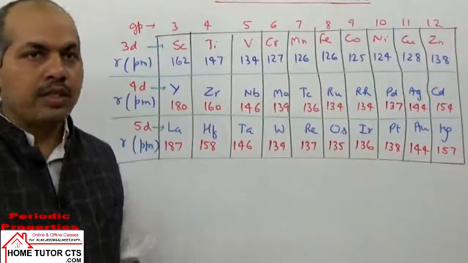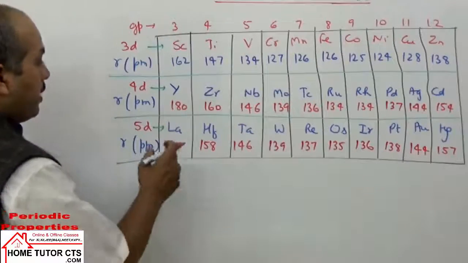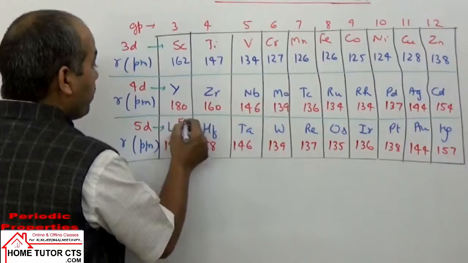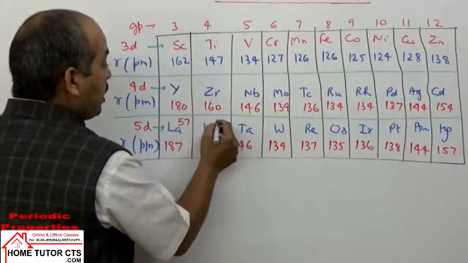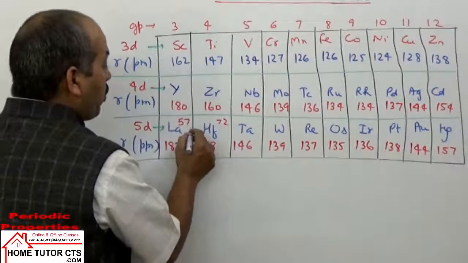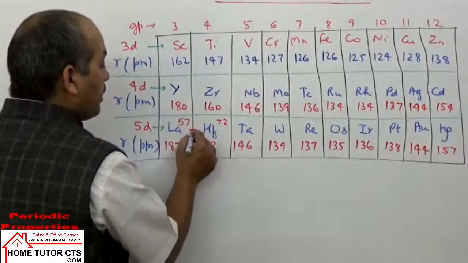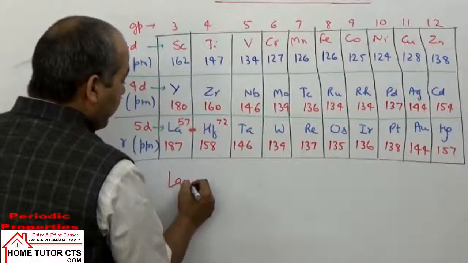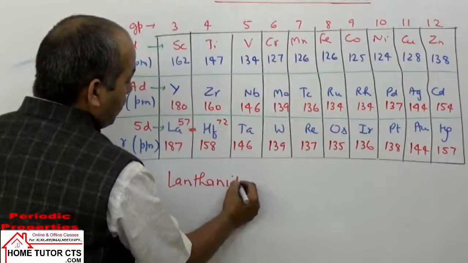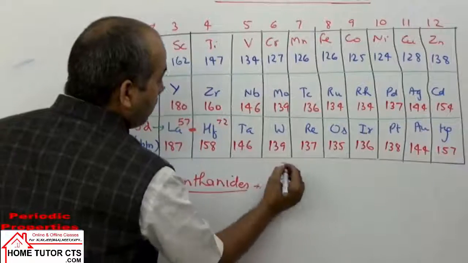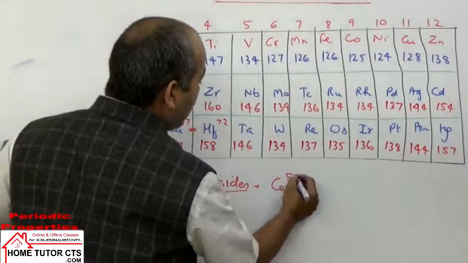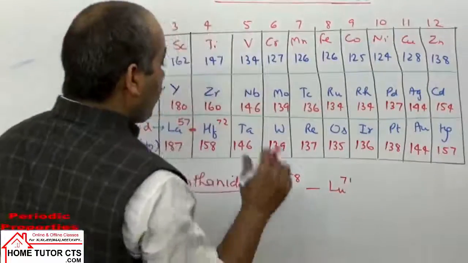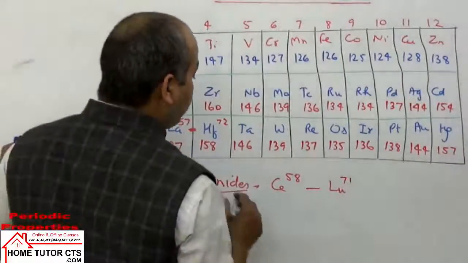Why does it happen so? The reason is that before hafnium and after lanthanum, 57 atomic number of lanthanum, hafnium has 72 atomic number, we have 14 elements of lanthanide series. We have a gap of 14 elements. We have lanthanide series elements from cerium atomic number 58 to lutetium atomic number 71. We have 14 elements of lanthanide series.